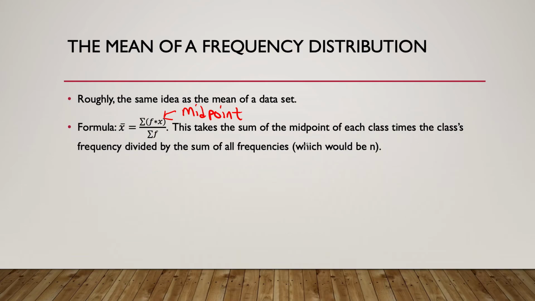The mean of a frequency distribution. This is the same idea as the mean of a dataset. The formula is that we take the sum of each frequency times the midpoint of each of the classes, divided by the sum of all the frequencies, which should be n. I say should, depends what you actually have in the table.